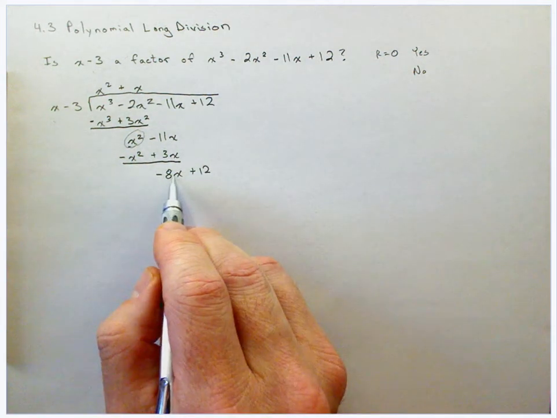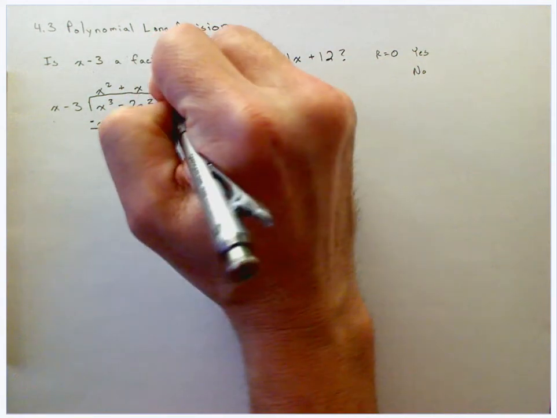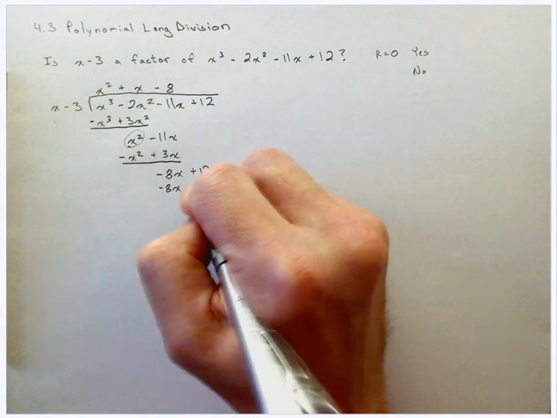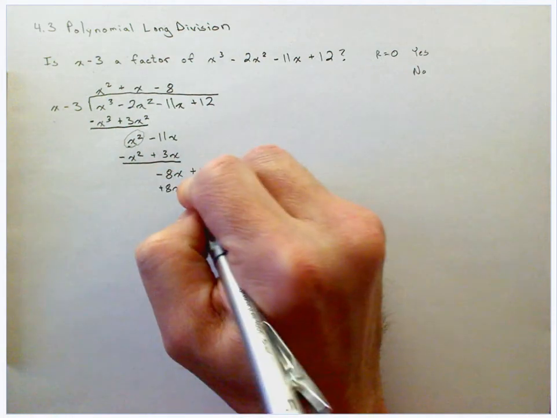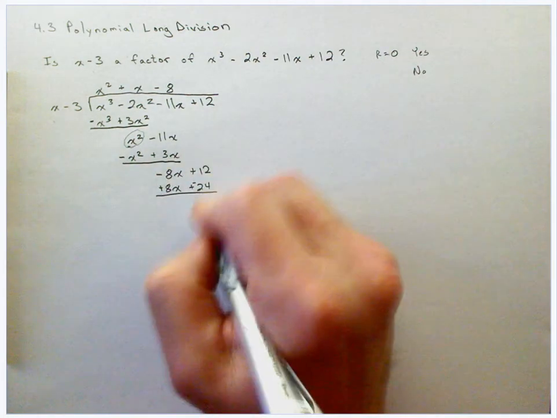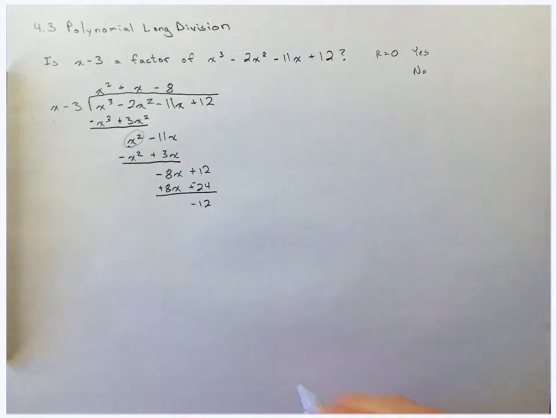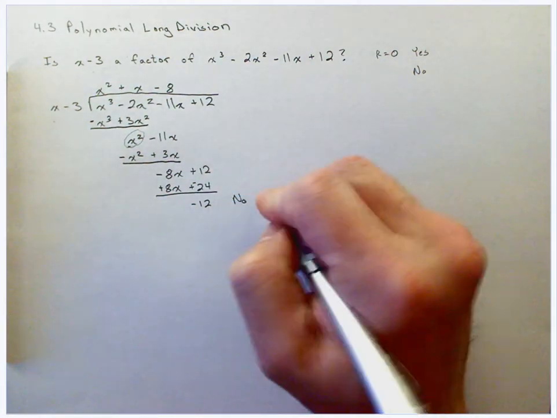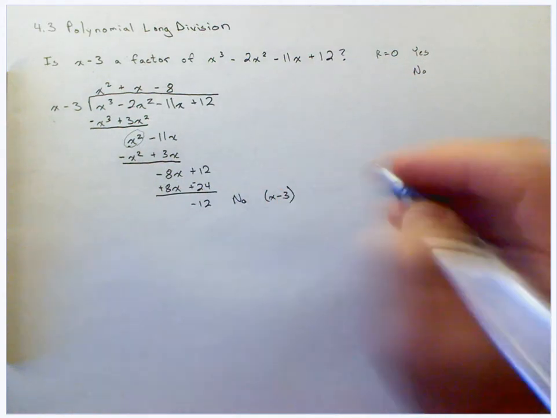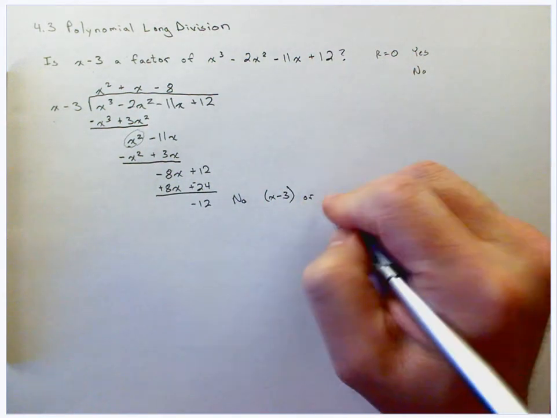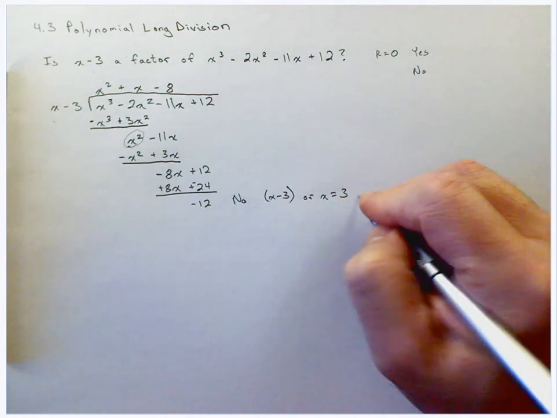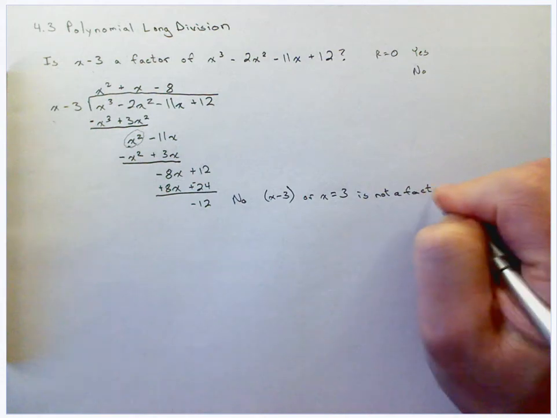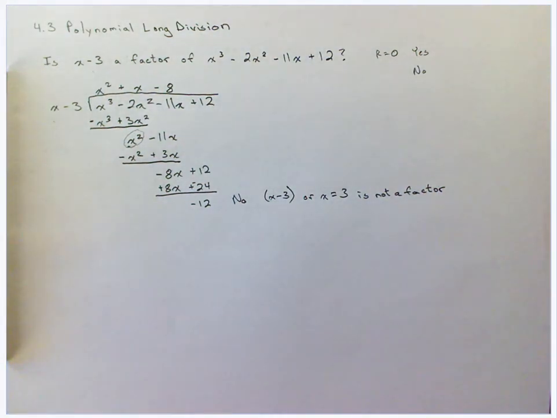What times x can give me a negative 8x? So minus 8. Minus 8x plus 24. Flip the signs. Add them together. Gives me a 0. That gives me a negative 12. I have a remainder of a negative 12. So x minus 3, or also shown like this, x equals 3, is not a factor, because there was a remainder other than 0.